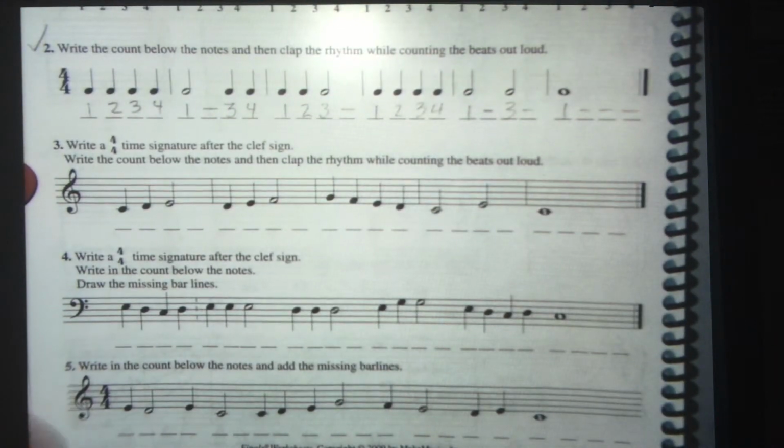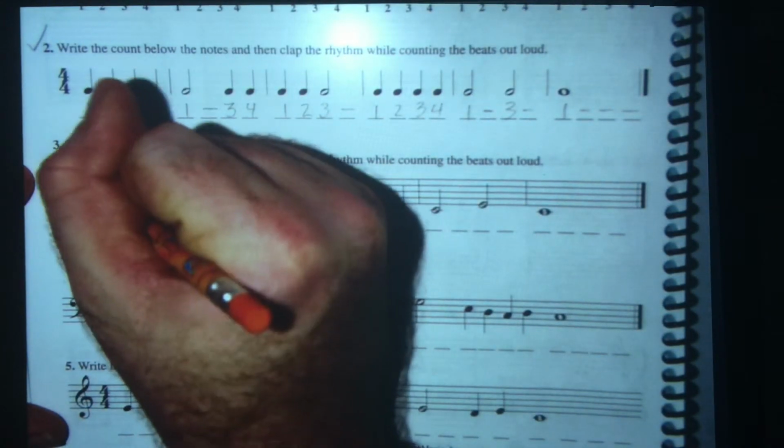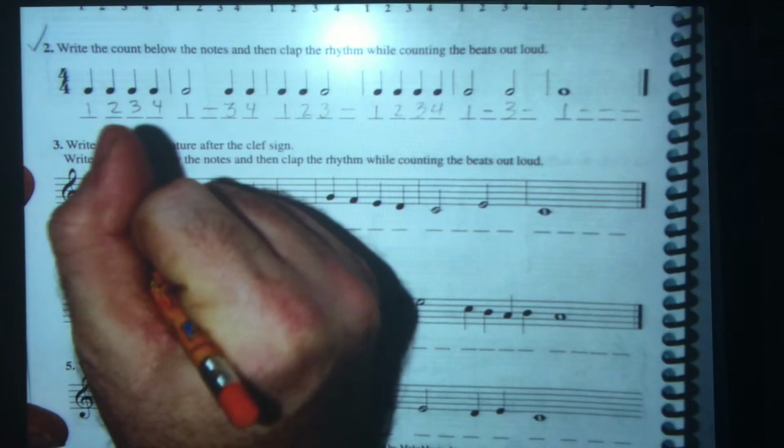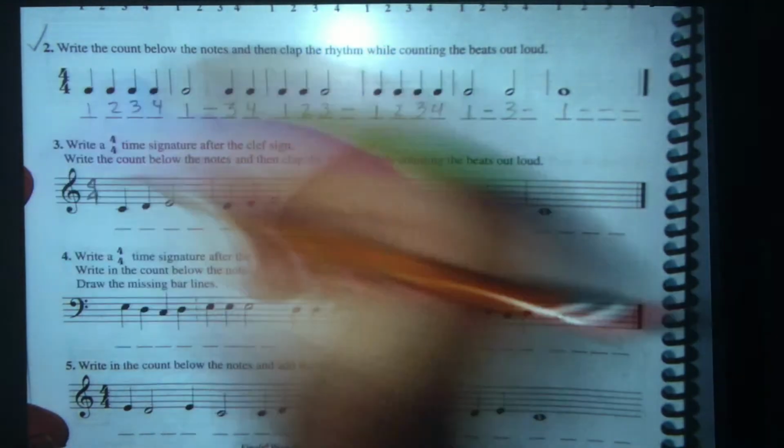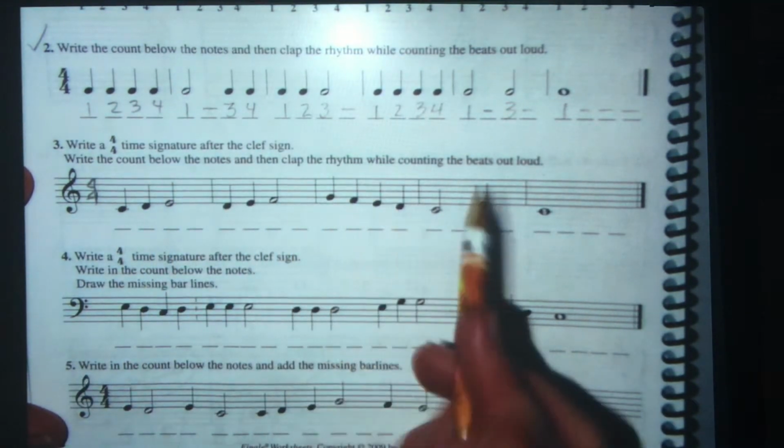Write 4/4 time signature after the clef. Piece of cake. We'll put a 4 here, and we do this little triangle top for a 4 at the top. Then write the count below the notes and then clap the rhythm while counting the beats out loud.